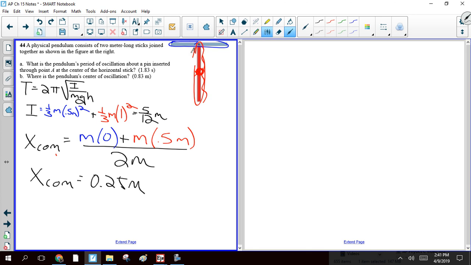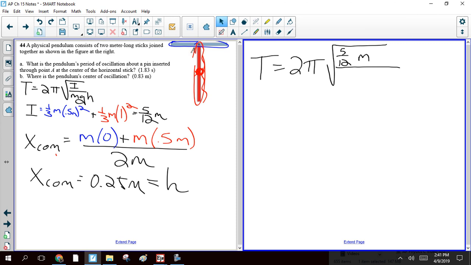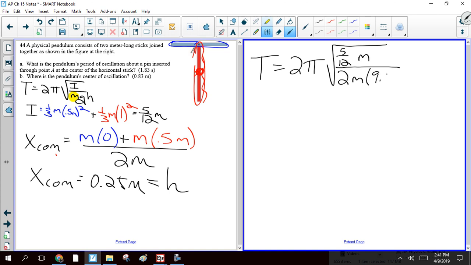And so that is h. Now to find the period of this thing, I'm going to do 2 pi times the square root of I, so that's 5/12 m, over the mass of my thing. Be careful here, when I wrote up my solutions I actually got this wrong. M here represents the mass of the whole thing. For us that's 2m, because we've got 2 meter sticks both of mass m. At least that's how I solved it, I assumed that the mass of each stick was m. So times 2m times g times h, which is 0.25 meters.